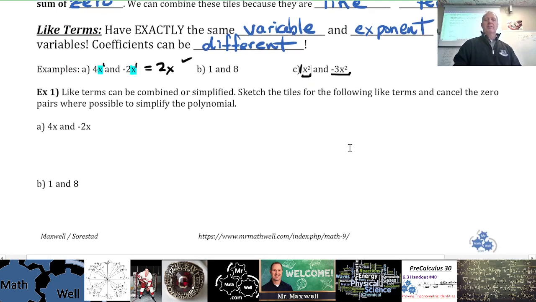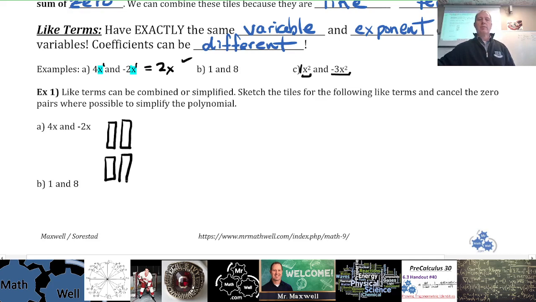Okay, like terms can be combined or simplified. Sketch the tiles for the following like terms and cancel the 0 pairs. Okay, here we go. We're going to be adding them now. Now I did this up here with just talking about x's as being some item that we have. But let's do this in tiles, okay? So 4x tiles, let's actually draw 4x tiles.